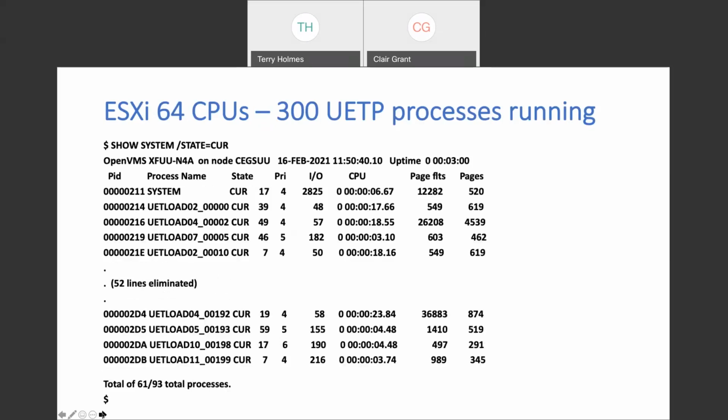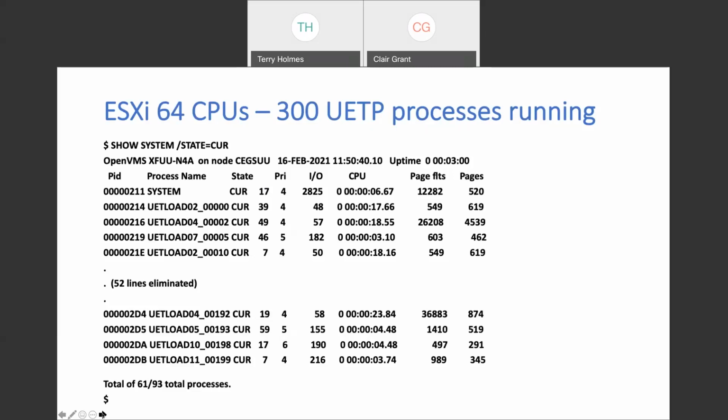If you notice up at the top line, it shows system with all those processes who are in the state of current. That means they're running on a CPU right now. If you look at the line that says PID, process name, state, priority, IO, you'll see there's a column in there that doesn't have a heading between state and priority. That number, the 17, 39, 49, etc., that's the CPU number on which this process is running.